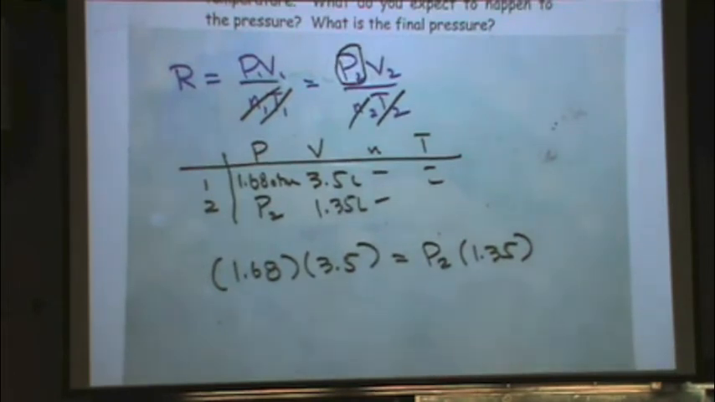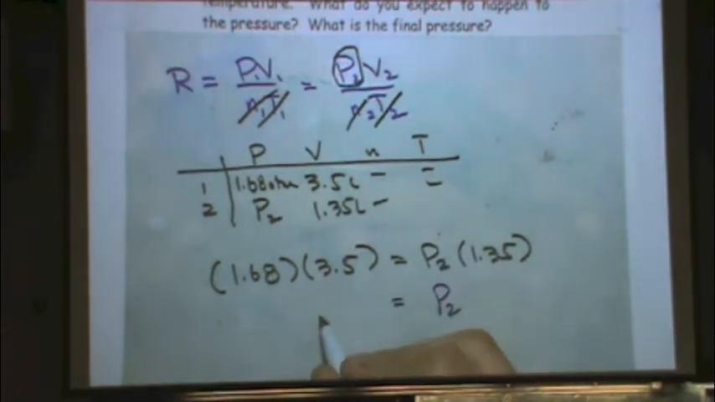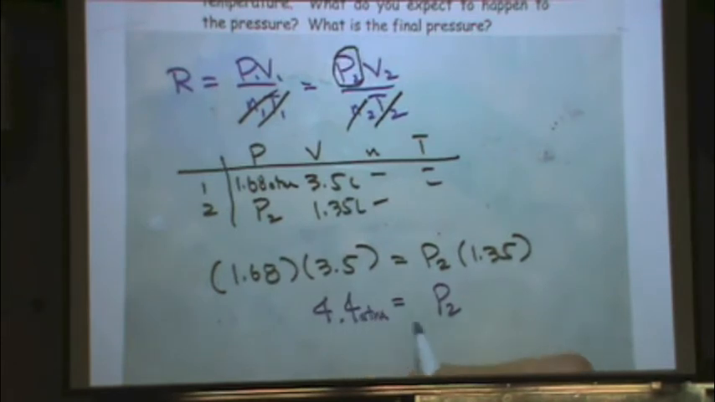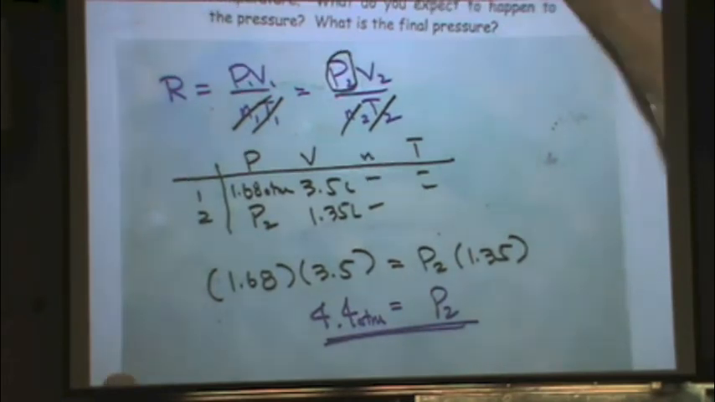Do we expect the pressure to go up or down? The volume decreased. If you're pushing in on the volume, you'd expect a higher pressure. That's exactly what happens. We get P2 equal to, to 2 sig figs, it looks like 4.4 atmospheres. Okay. This is a pretty typical, I consider like easy to medium level kind of question.